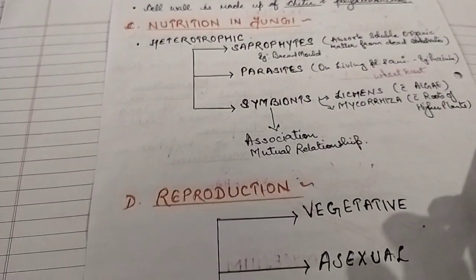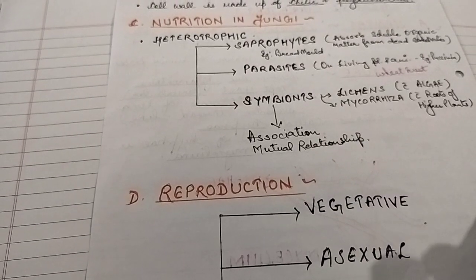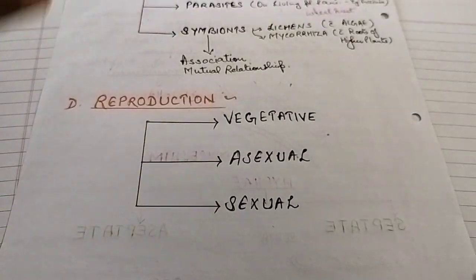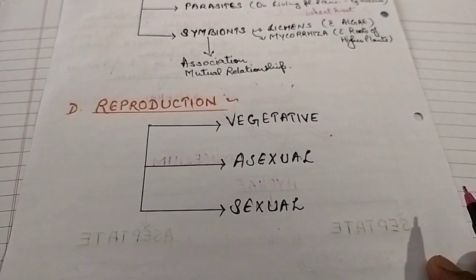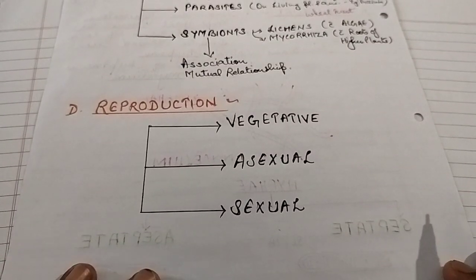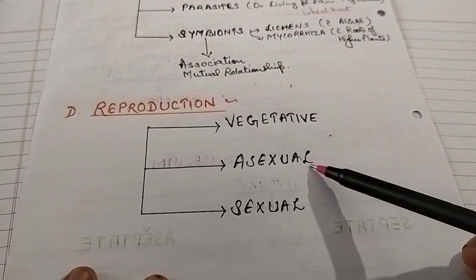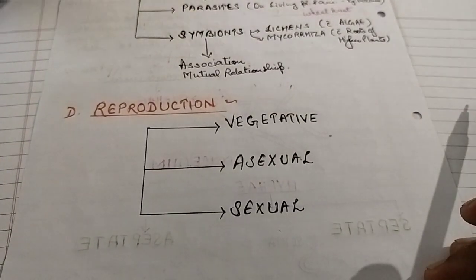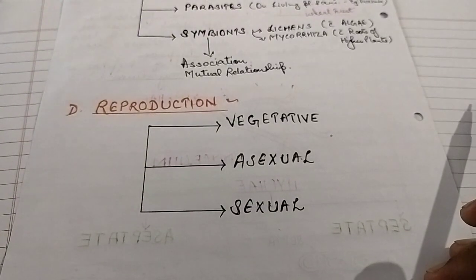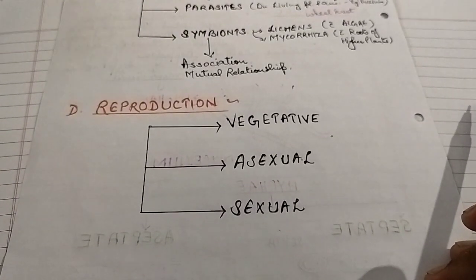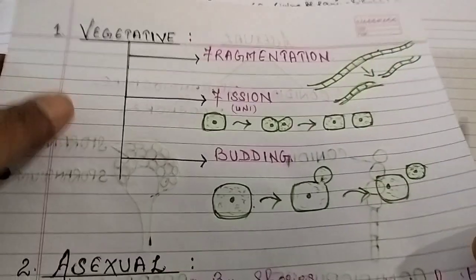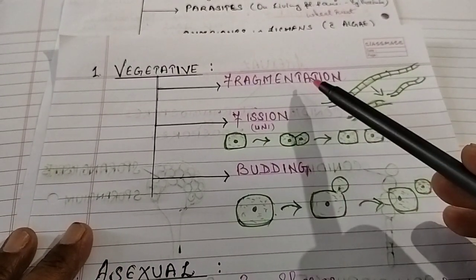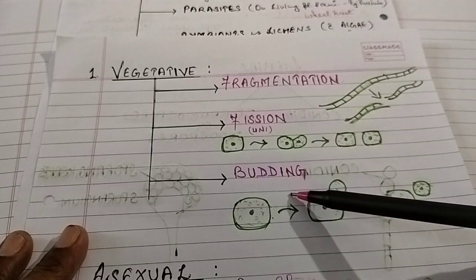Now, after nutrition, we will come to reproduction in fungi. Reproduction in fungi can be of three types: vegetative reproduction, asexual reproduction, and sexual reproduction. Fungi exhibit three kinds of reproduction: vegetative, asexual, and sexual. Vegetative reproduction is again of three types: fragmentation, fission, and budding.